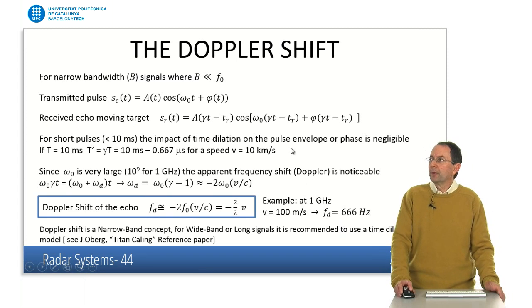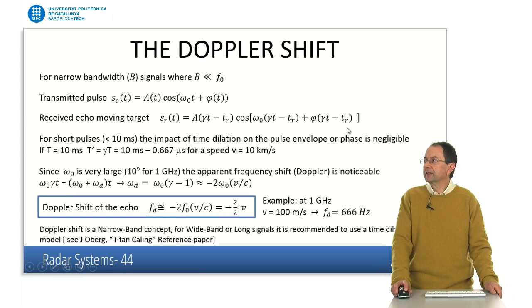So for narrowband signals, when we can define the transmitted signal with a carrier, an amplitude and a phase modulation, the received expression of the echo is this one here, where we have this time dilation factor applied to both the modulation and the carrier. For short pulses, the impact on the modulation part is very small, it can be neglected.